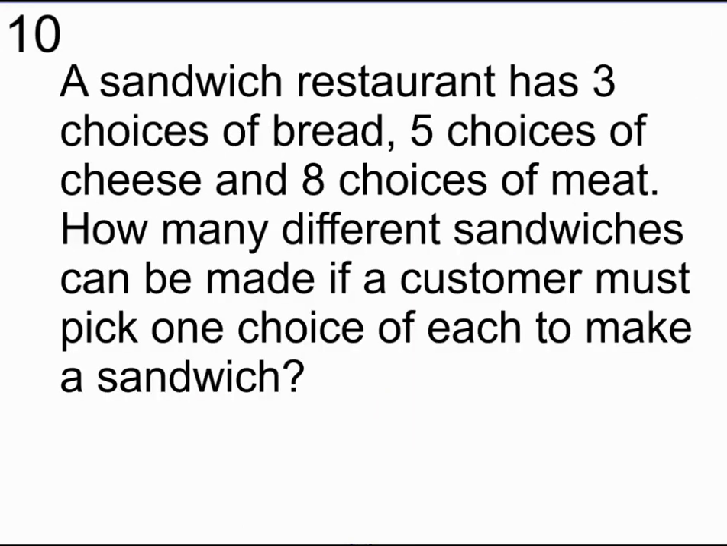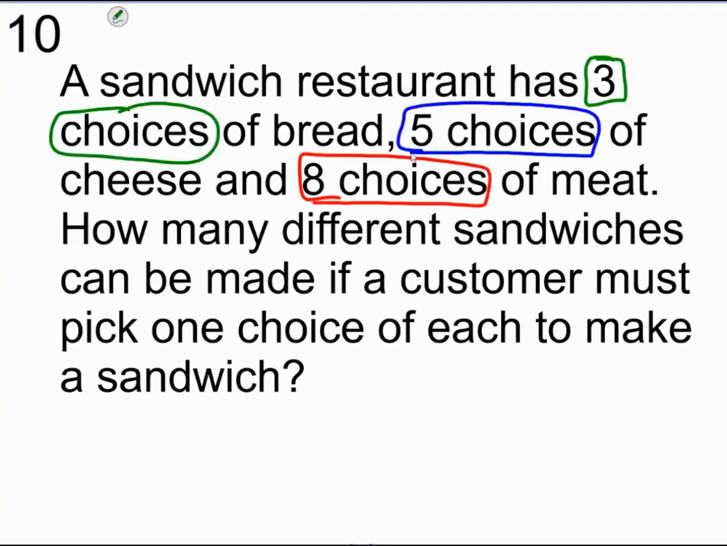I think we have 3 more problems. Pause the video and see if you can get this problem correct. The fundamental counting principle claims that you multiply these choices, your choices of bread, cheese, and meat. And so the answer would be 3 times 5 times 8, which is 120.